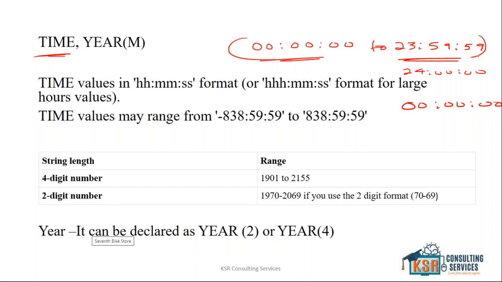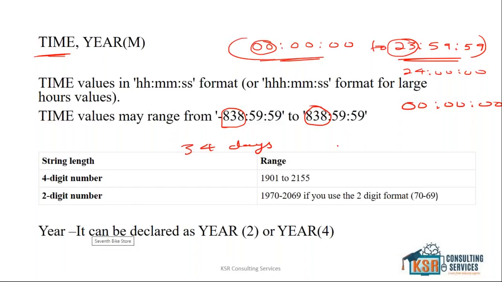Okay, but the system is telling you that you need not go for just one day. This is one day, 00 to 23, but the system is saying I will give a buffer of 838 hours. 838 hours basically stands for 838 divided by 24, about 34 days. So you can store time up to 34 days.